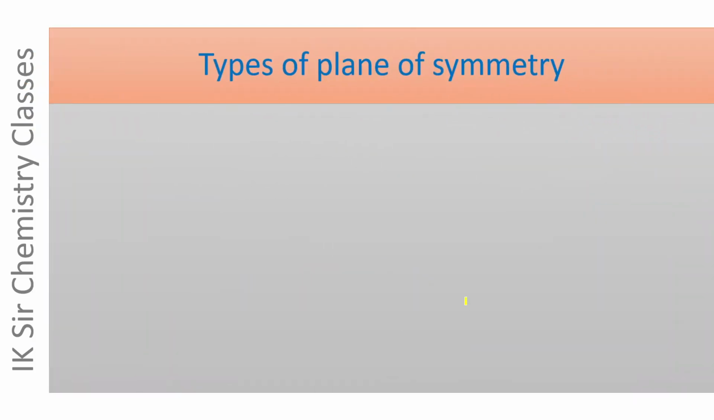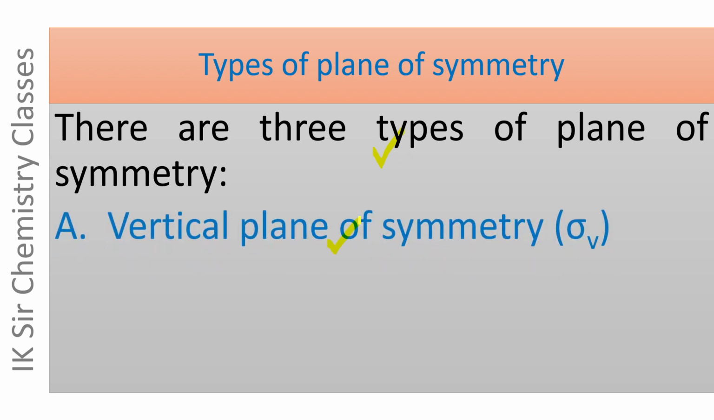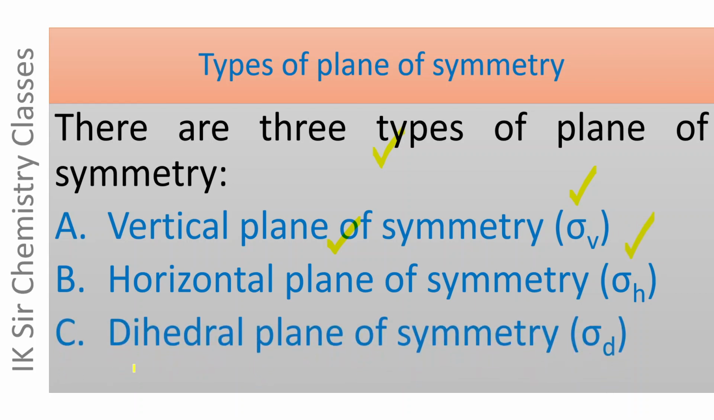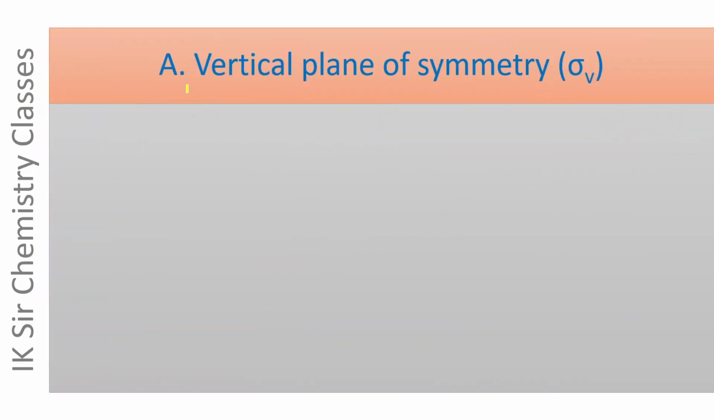Types of plane of symmetry. There are three types of plane of symmetry: vertical plane of symmetry, which is denoted by sigma v, horizontal plane of symmetry, denoted by sigma h, and dihedral plane of symmetry, which is denoted by sigma d. These three types of plane of symmetry will be discussed in detail. First of all, we will see the vertical plane of symmetry, that is sigma v.